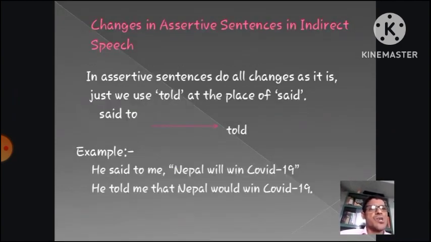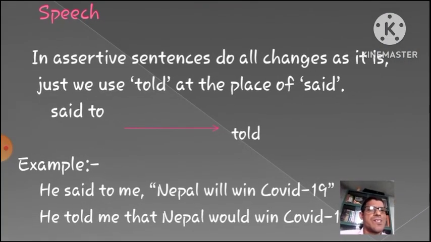Now let's talk about assertive sentence. As I just said, four types of sentences are there. Among them, the first one I'm talking about is assertive sentence. Whenever changing the assertive sentence into indirect speech, you should keep in mind what we should do. As you can see, in an assertive sentence, do all changes as they are. Just we should use told in the place of said.